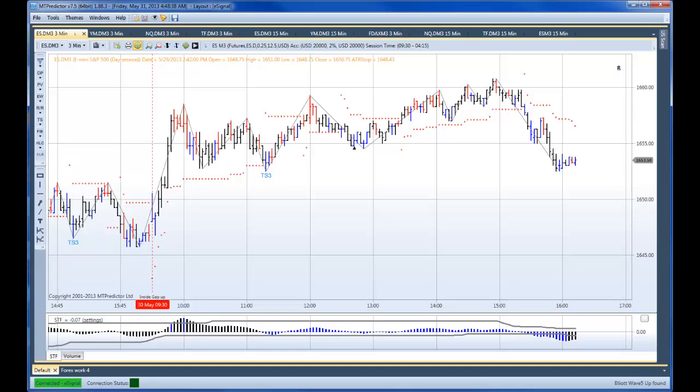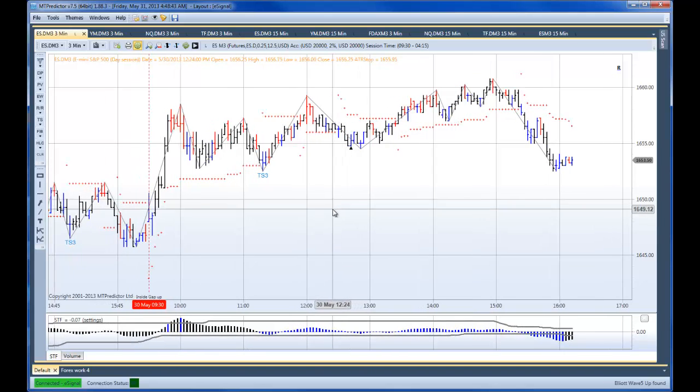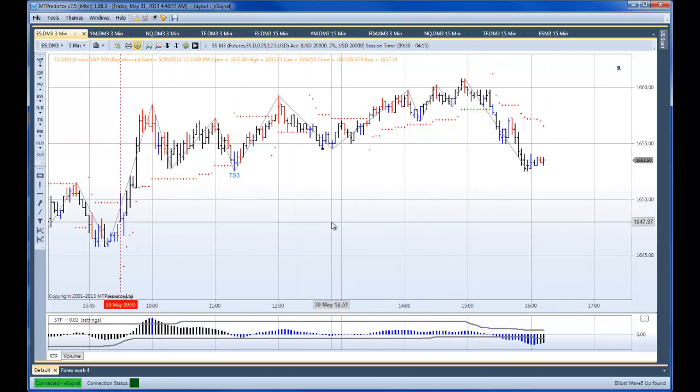In this video I'd like to look at how the markets unfolded yesterday, which was May the 30th. So let's start by looking at a 3-minute chart of the ES. Here you can see the STF was black to start with, then turned blue for the rest of the day. Therefore, for the standard traders among you, the large degree trend was up.